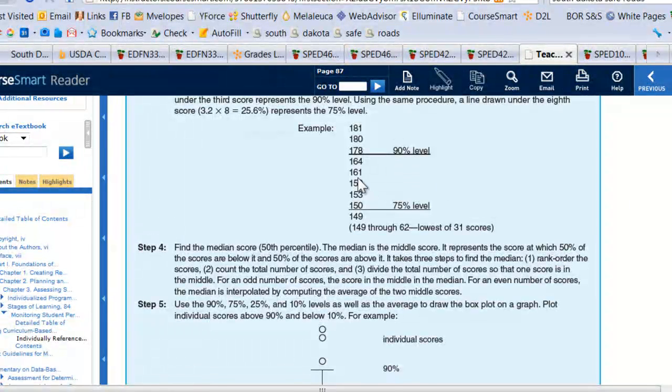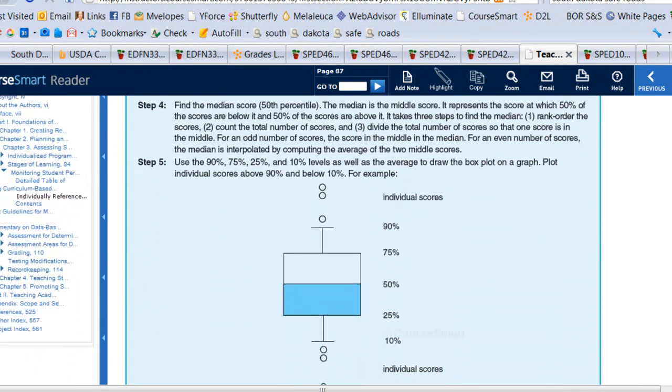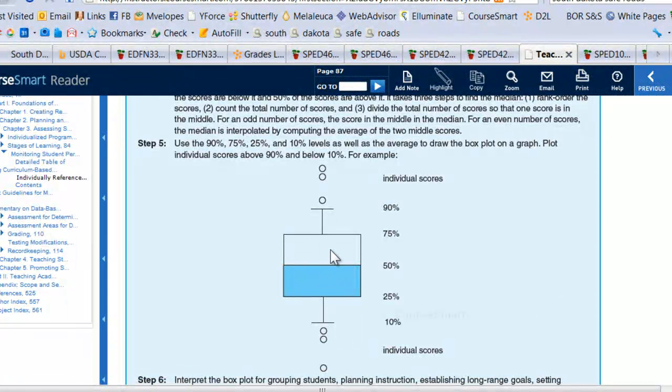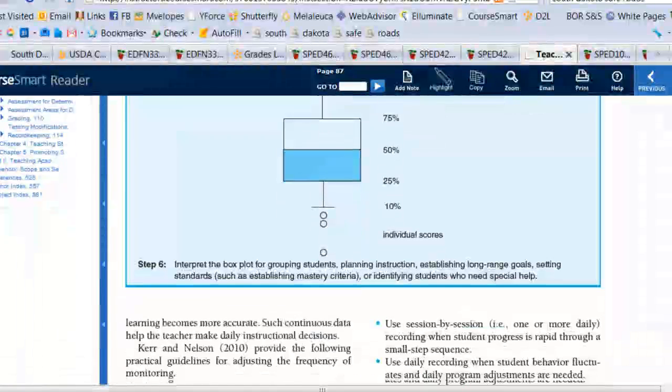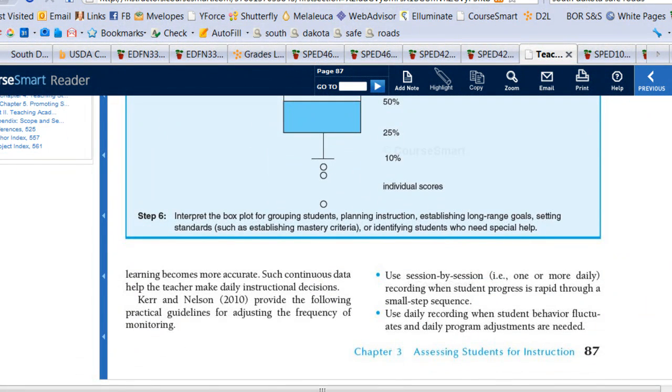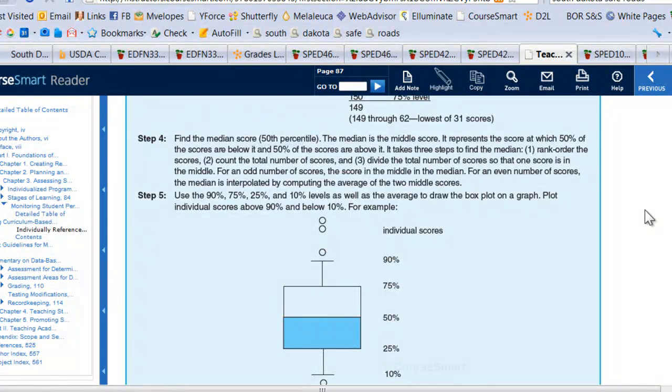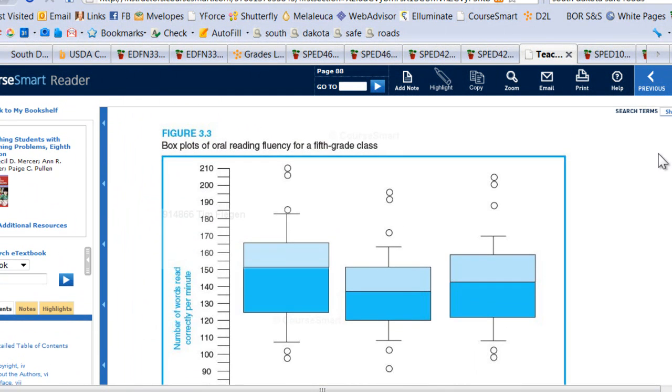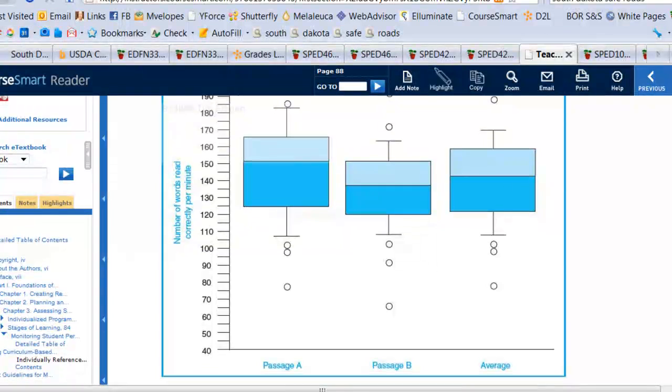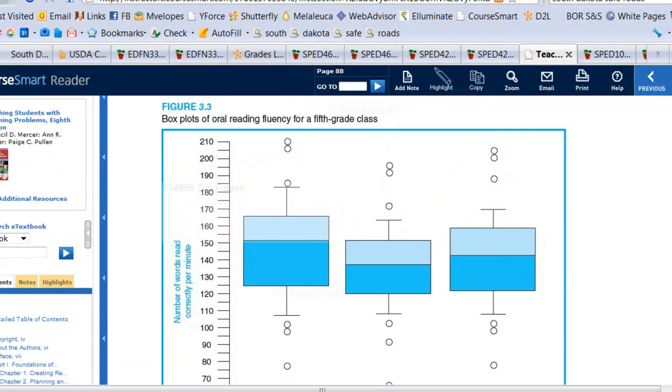Think you could do that? Put your students in a box plot. Then determine the 50th percentile. In other words, who's in the bottom group, and who's in the top 50 percentile? Okay. That's a box plot. Here's the next page. Box plots of oral reading fluency of a 5th grade class. So here's somebody that administered 2 different ones, passage A and passage B, and compared them.